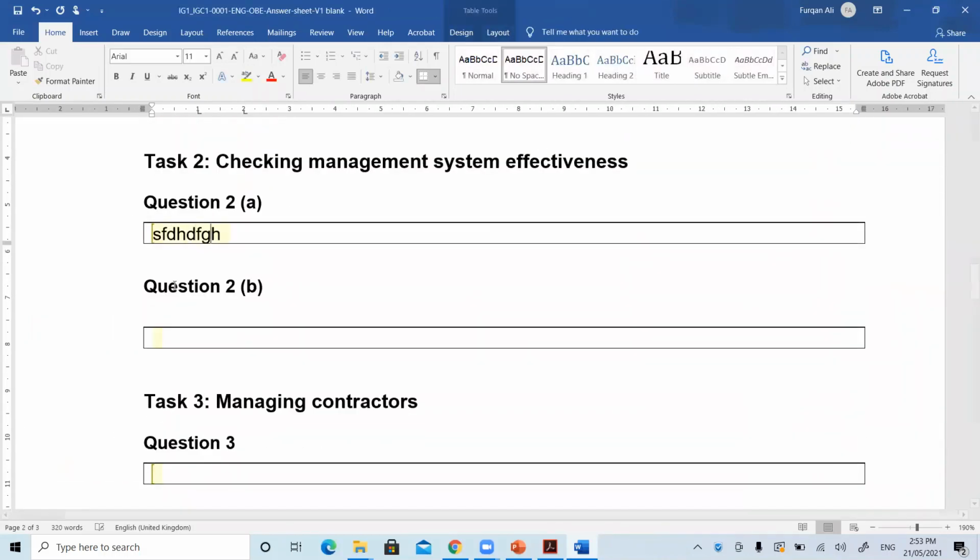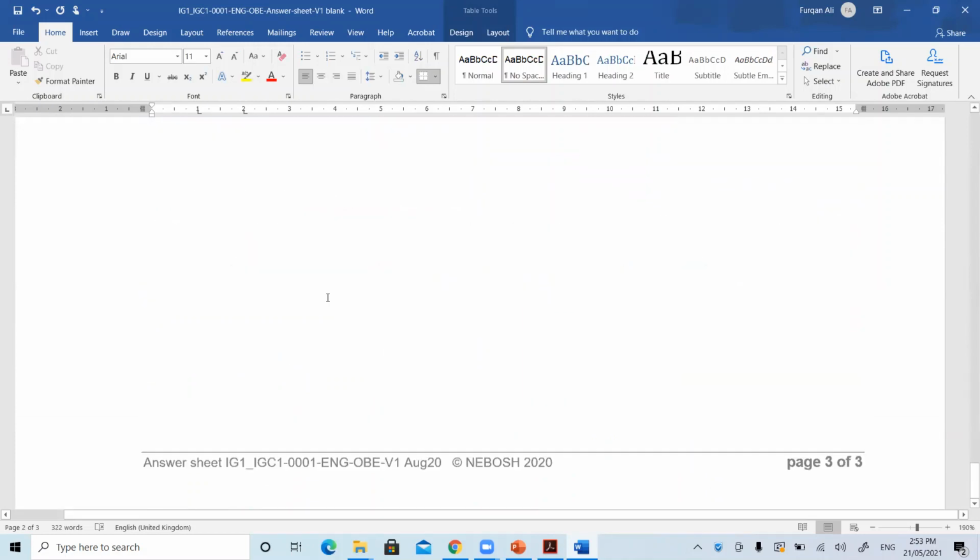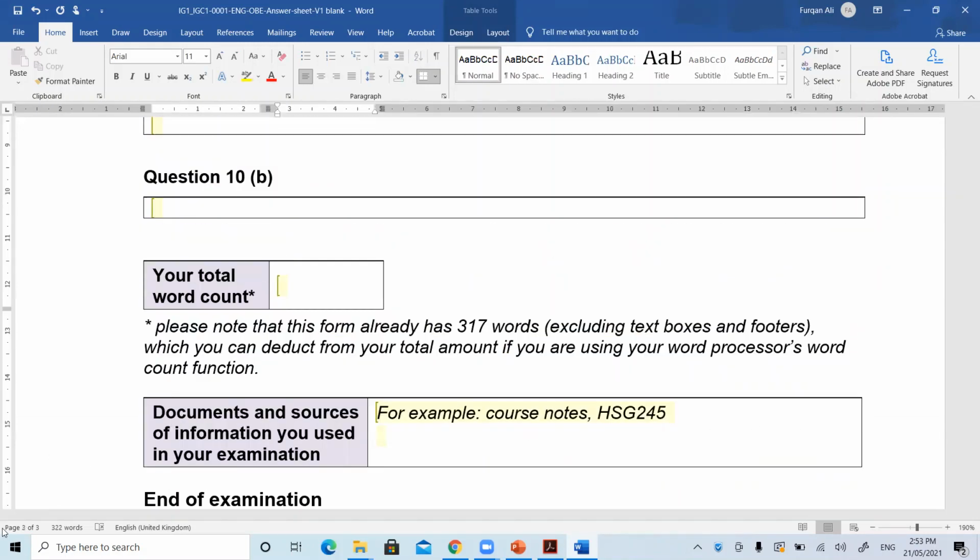Then you do all of this, and in the end, you write the total word count. Word count you can get over here at the bottom of the page. Here it will tell you how many words are there: 322 words. So at the bottom of the page, you can see how many words are in this file, and you will copy this information over here in total word count. So this is how you need to do the word count.